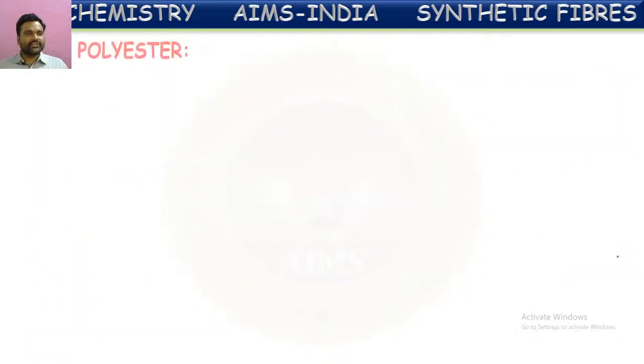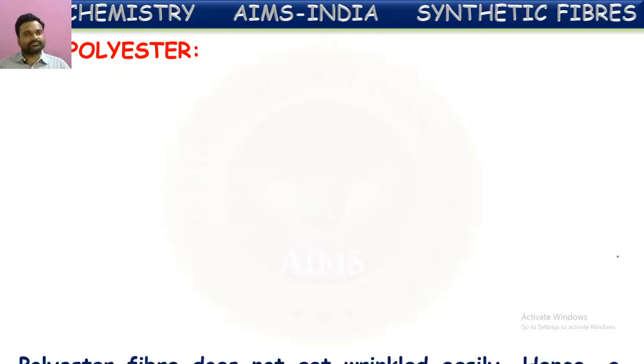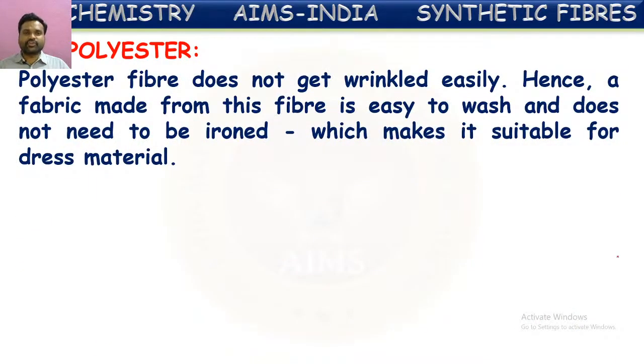Next, let us see about one more synthetic fiber which is called polyester. Polyester fiber does not get wrinkled easily. Wrinkled means getting folds. If we use cotton or wool or silk a few times without ironing them, they get folded. But polyester won't get any wrinkles. Even if used for a long time, it won't get any wrinkles. Hence, a fabric made from this fiber is easy to wash and does not need to be ironed.